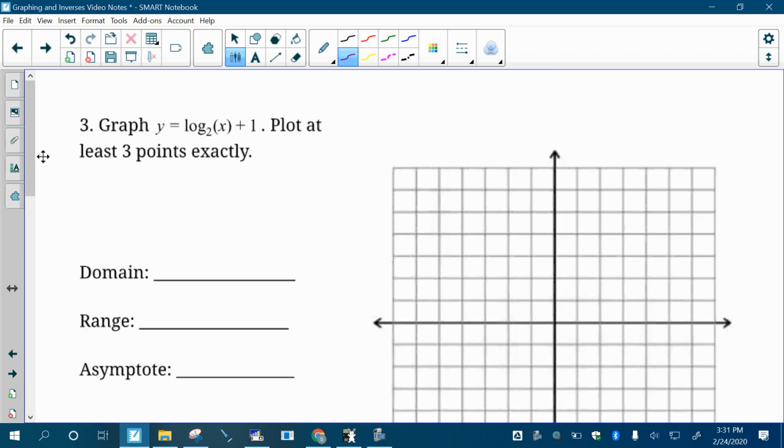This is a little tricky. So this is log base 2 of x plus 1. The way I would think about this is we're going to use our calculators, but it'll really help if you remember a plus 1 on the outside. How does it move it again? Moves it up 1. So this is still going to look like a log graph, only it's going to be shifted up 1. So if you keep that in mind, this won't be too bad.